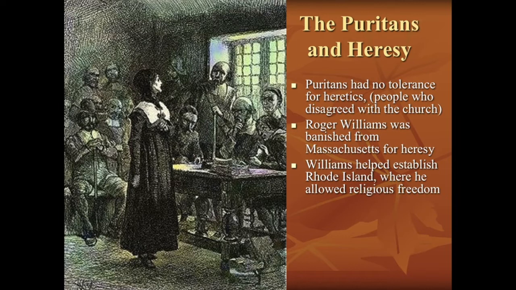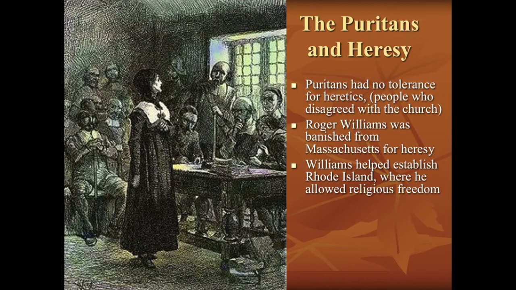So many of the Puritans did not believe in freedom of religion. They believed in the superiority of their religion alone, but Roger Williams is going to establish a colony where religious freedom is guaranteed to all, and the Puritans actually looked down upon him for this.